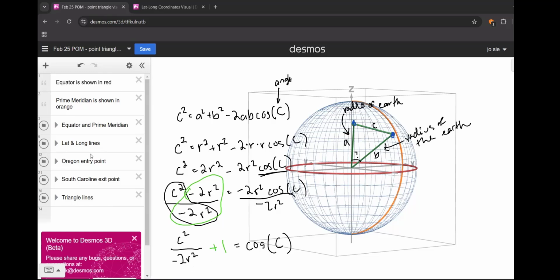So I'm going to go ahead and rewrite the formula that we found up at the top just so it's not lost, but we're going to save it for later. So we've got c squared over negative 2r squared plus 1 equals cosine of angle C.